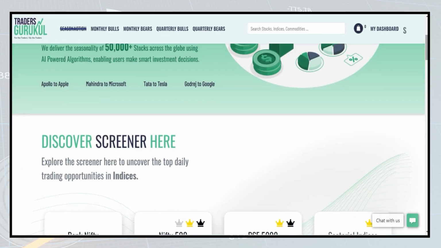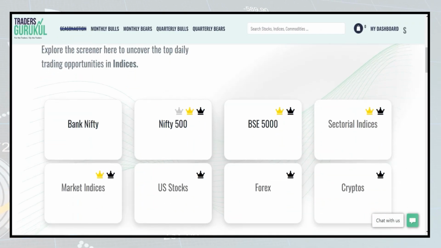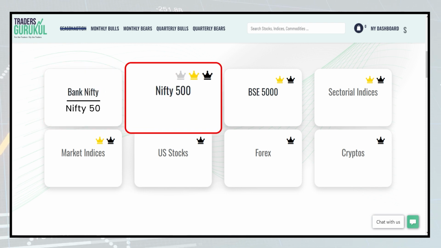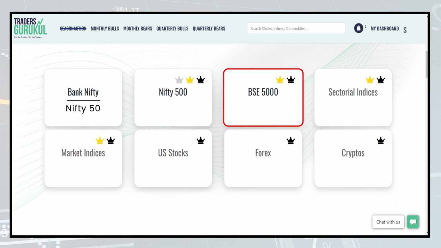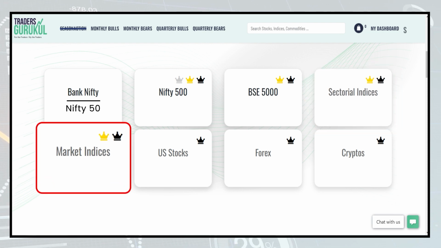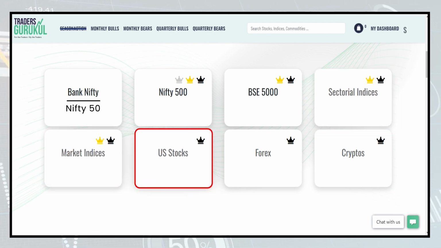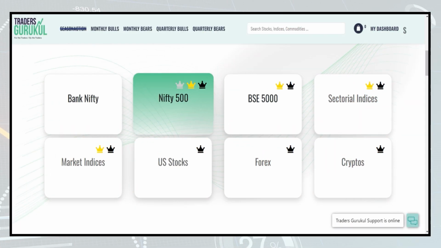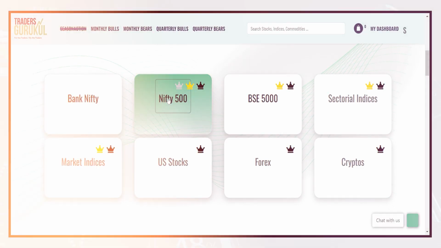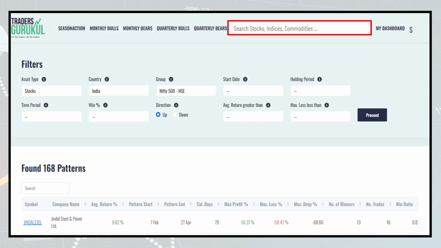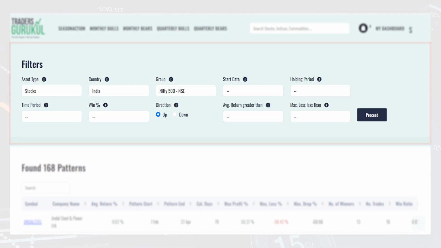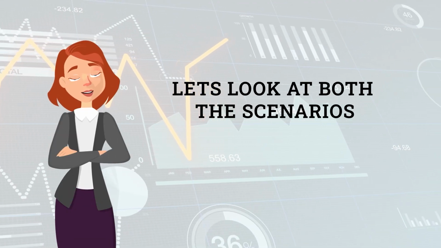Now, let's explore our screener to uncover top trading opportunities in Bank Nifty, Nifty 50, Nifty 500, BSE 5000, sectorial indices, market indices, US stocks, Forex, cryptos, and commodities. Click on your chosen vertical. As an illustration, let's explore Nifty 500. Now we can search for any stock in Nifty 500 or apply our algorithmic filter for better results.